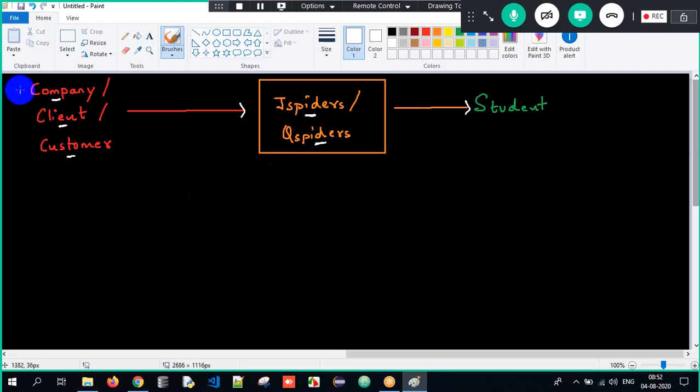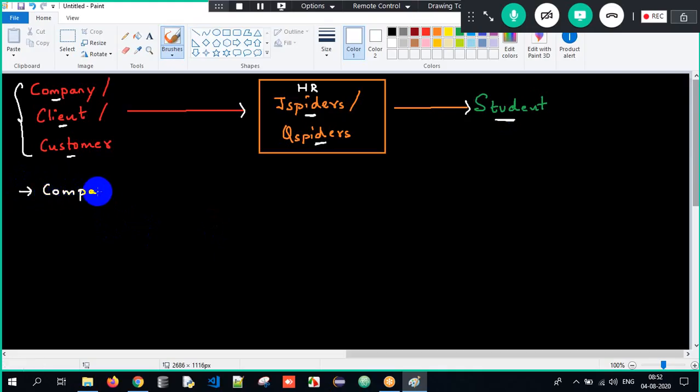Imagine the company is Infosys, TCS, Wipro, Amazon, or Flipkart. They have a few job opportunities, so they give the complete job description to the HR. In J Spiders we have someone called HR, human resource. HR is the one who will approach the students and make sure that they all register. The first thing is, the HR will inform the students the company name.